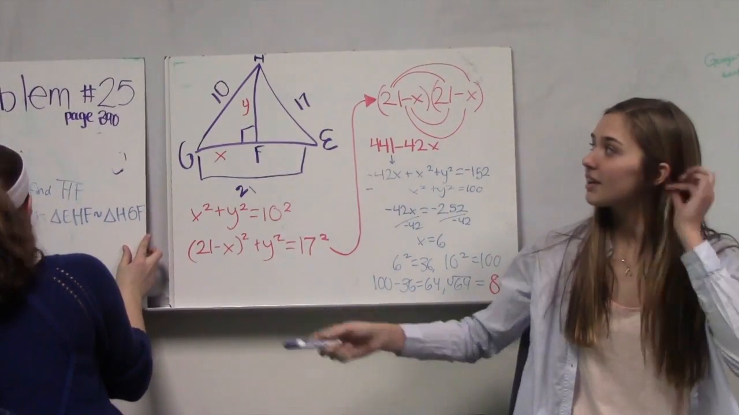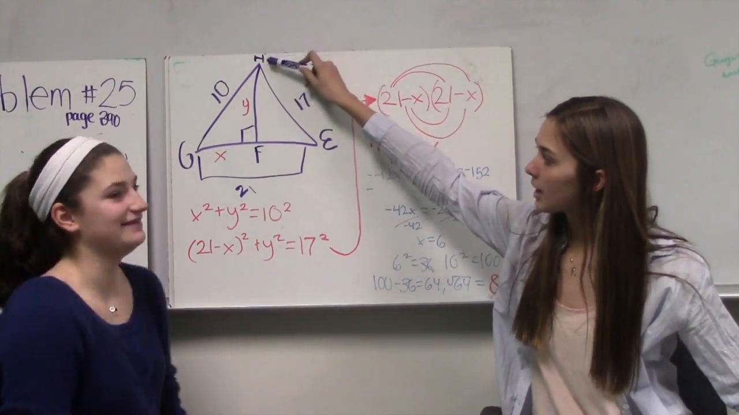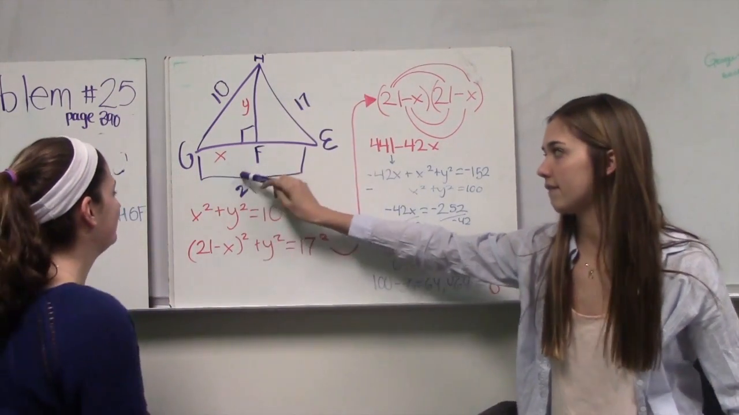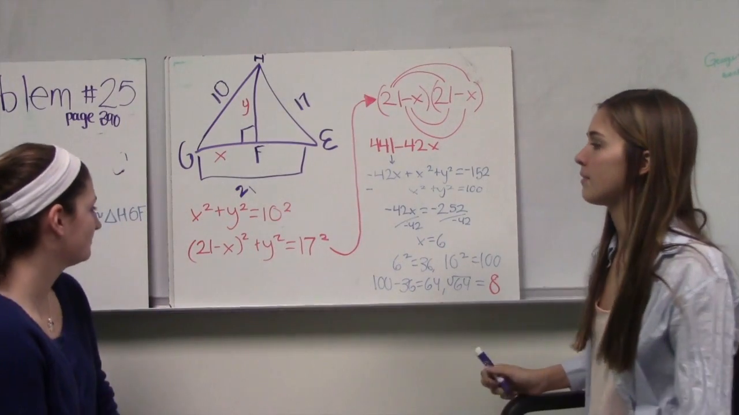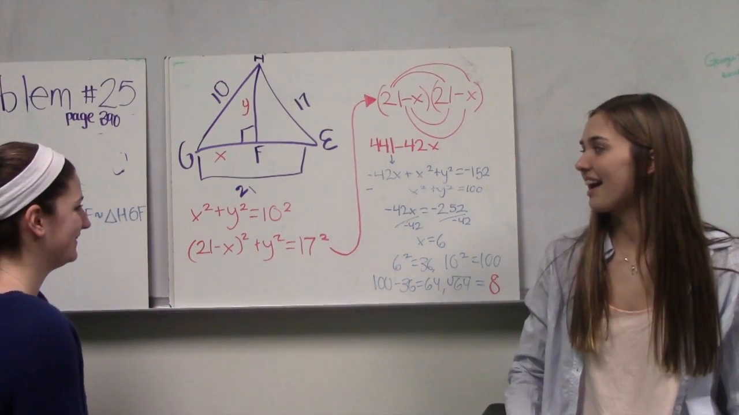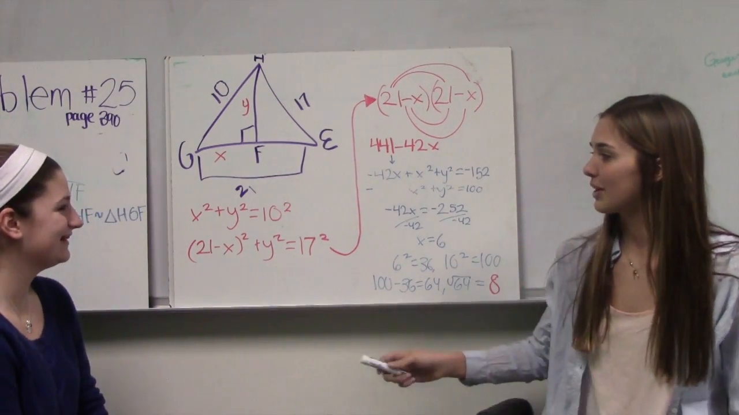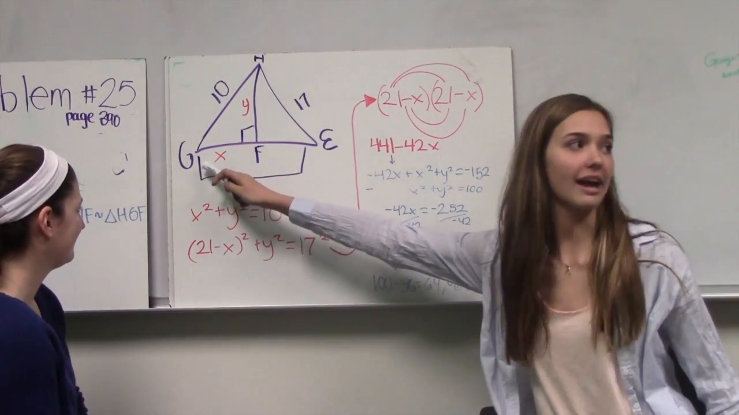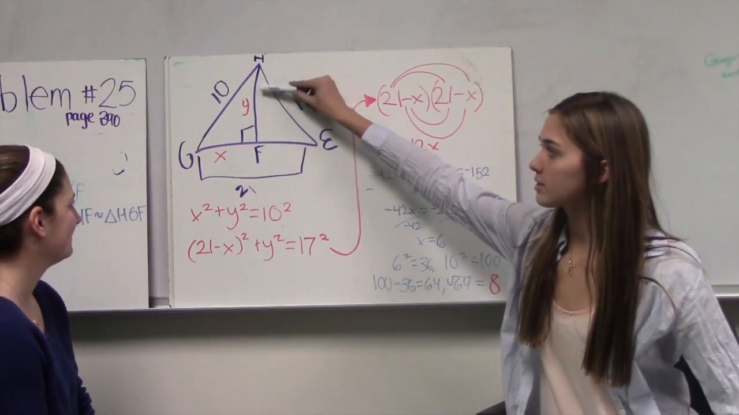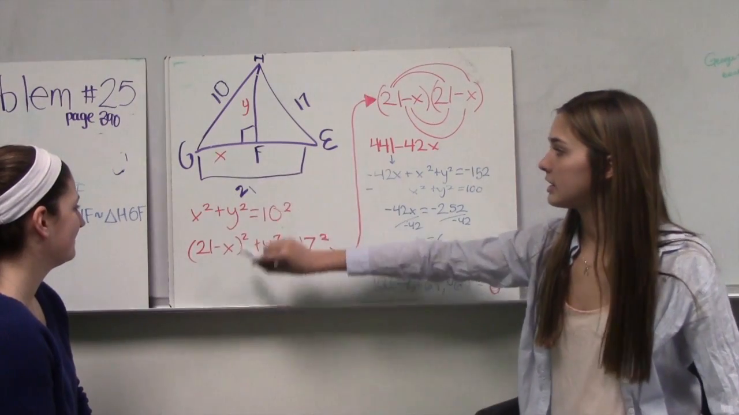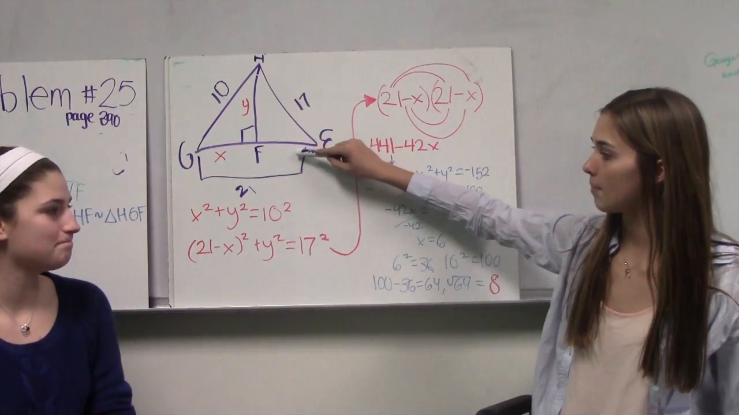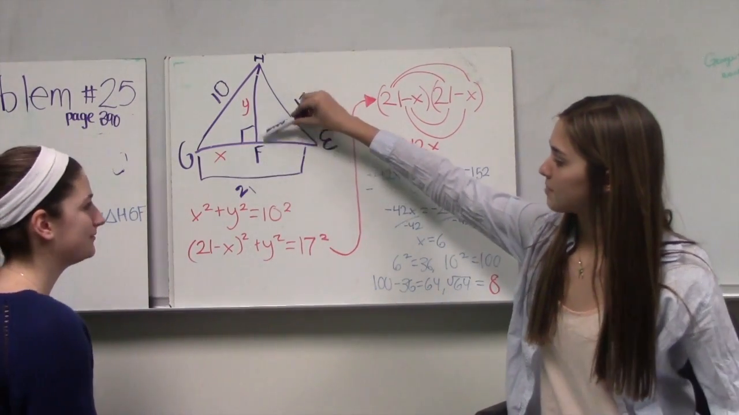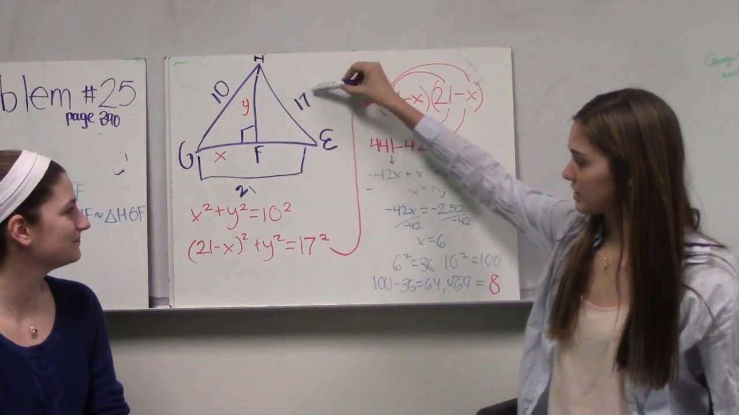So the first thing we did was name segment HF Y and GF X, so it would be easier when we were making our systems. So using the thing h squared plus v squared equals c squared, we first used that this x squared added to this y squared would equal 10 squared. And then additionally, with this as x and the whole as 21, we knew that 21 minus x squared added to y squared would equal 17 squared.